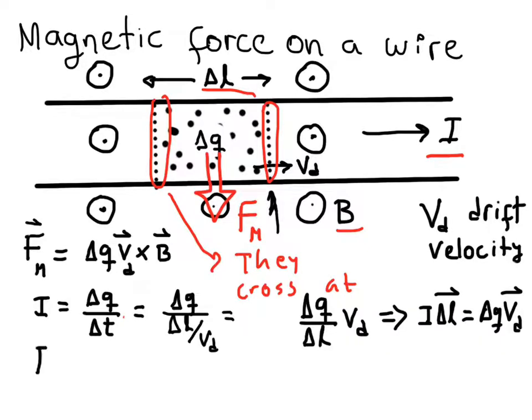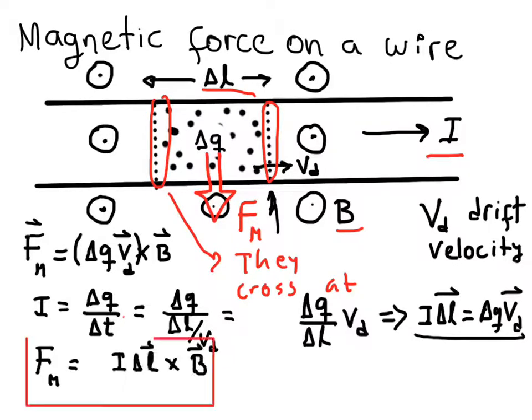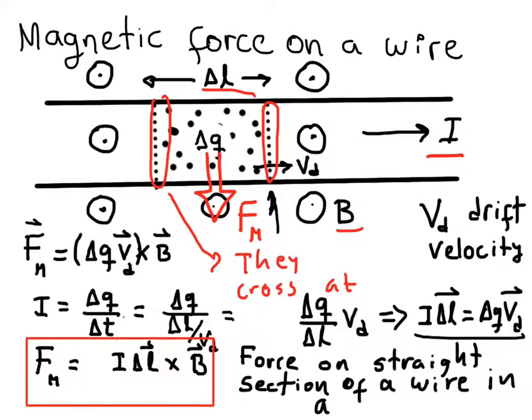Notice that now we're ready to write the magnetic force in terms of the current and delta L, because we have just found that delta Q times Vd is equal to the current times delta L. So let's replace that: the current times delta L, cross product with the magnetic field. This is the force on a straight section of a wire in a magnetic field when that wire carries a current I.